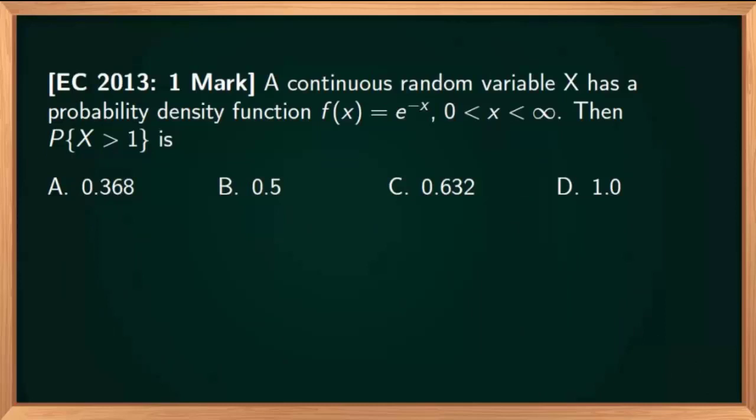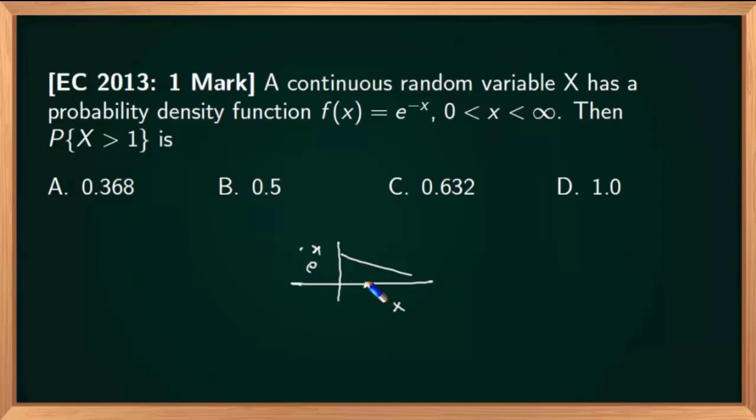Continuous random variable x has a probability density function f of x is equal to e raised to minus x, and x lies between 0 and infinity. Now I have to find the probability that x is greater than 1. So I know that this is x, and this is e raised to minus x. E raised to 0 is 1, and it is a decaying function.